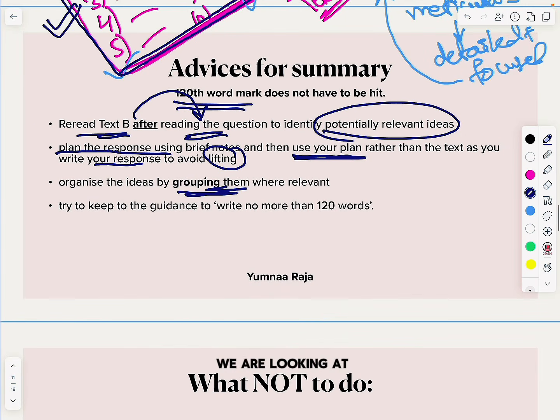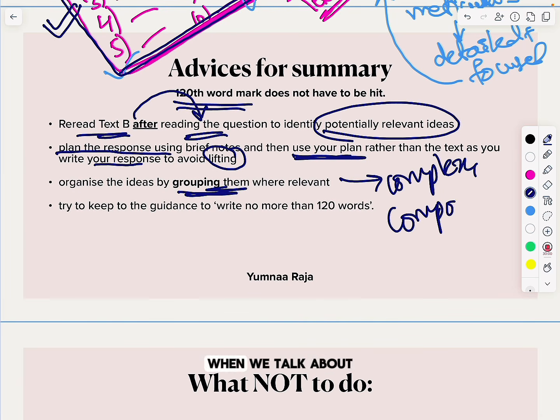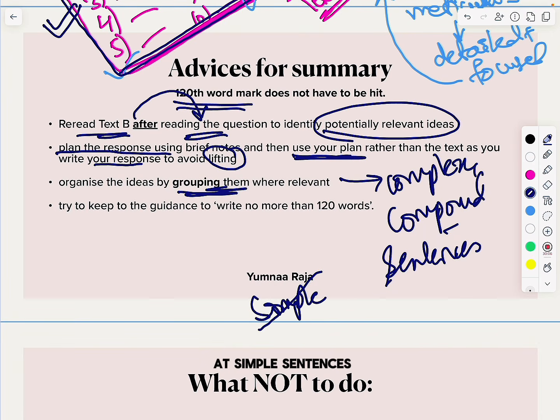Because we are looking at, just by the way, complex or compound sentences when we talk about summary writing. We are not looking at simple sentences. How do you end up with compound or complex sentences in summary writing? You group relevant ideas together. What do I mean by that?